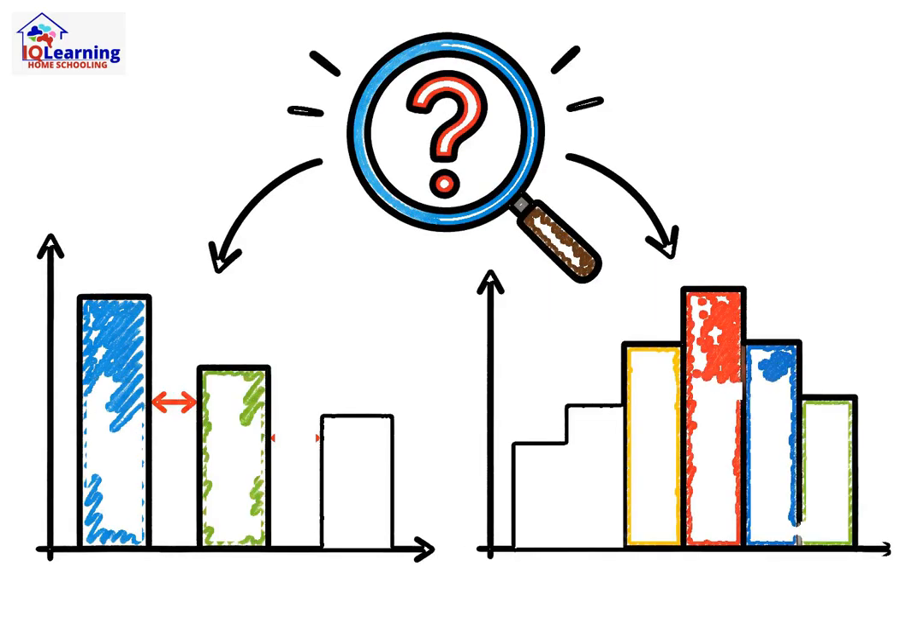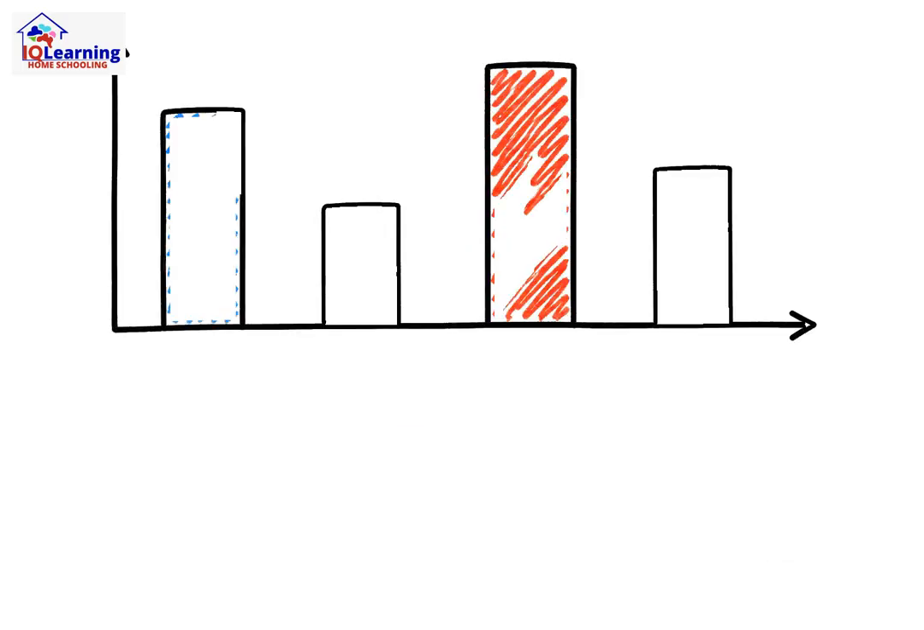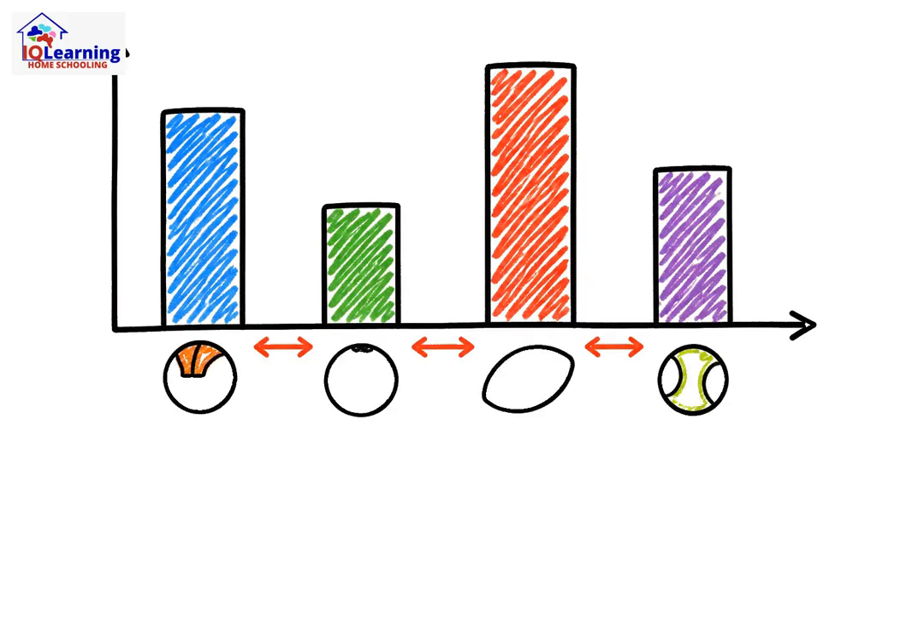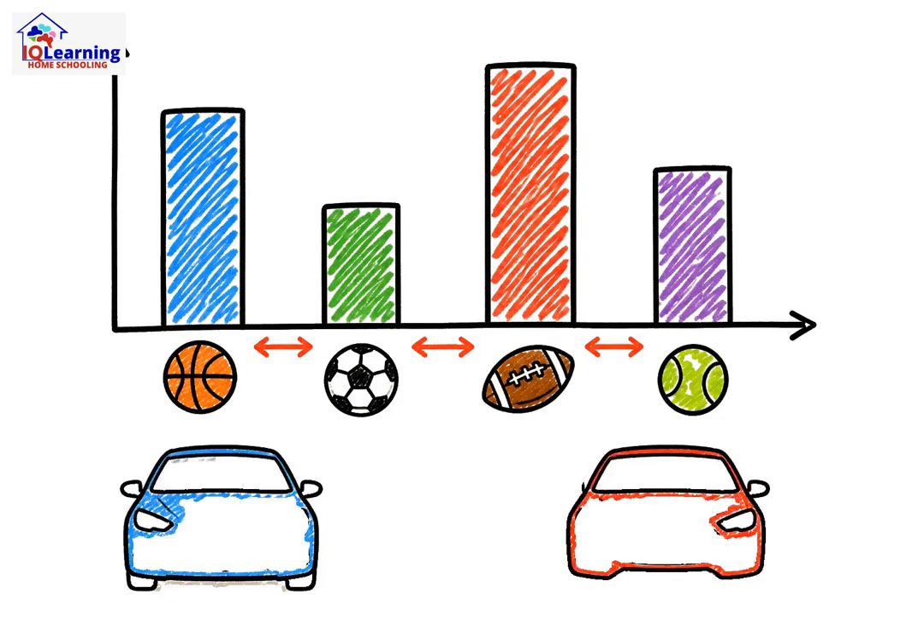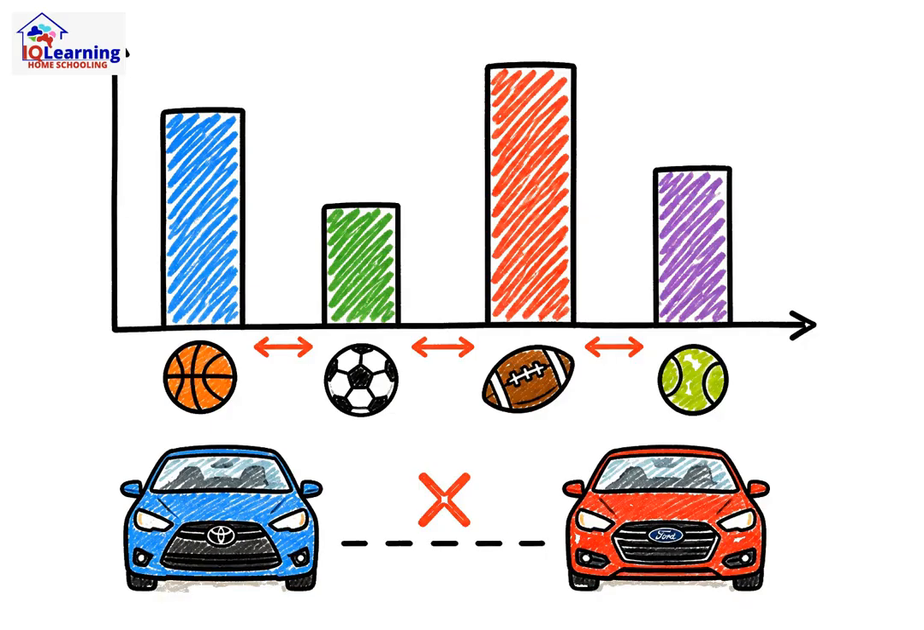Look at a graph with bars. Are there gaps between them? If you're comparing separate things, like favorite sports or car brands, you'll use a column graph. Those gaps are crucial. They signal that the data is in distinct categories. You can't be halfway between a Toyota and a Ford.